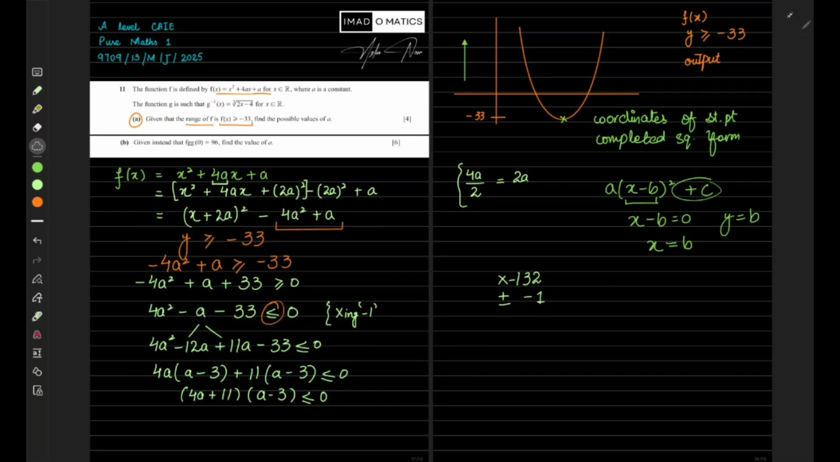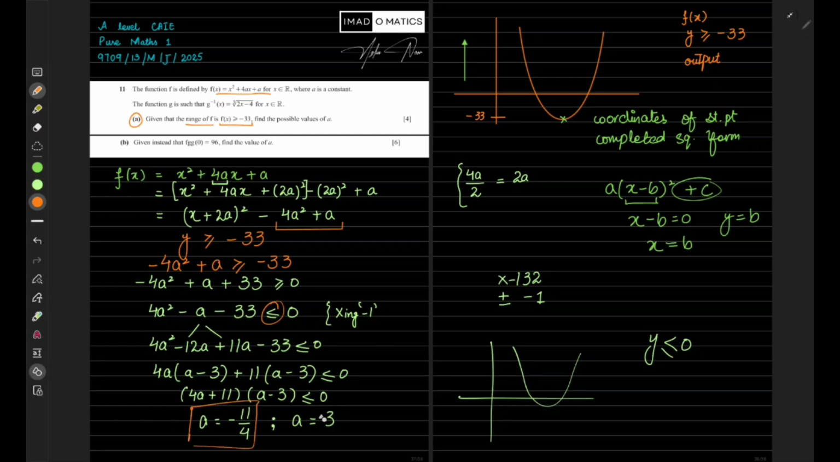possible values of a. So the values of a are just a equals minus 11 over 4 and a equals 3. So we don't need to solve it like we solve normal inequalities, like we plot the curve and then we see where the y is less than 0, and then we write the inequality for it. We don't need to do this because they're just asking for the values of a. Okay, now secondly, minus 11 over 4 and 3 is your final answer.